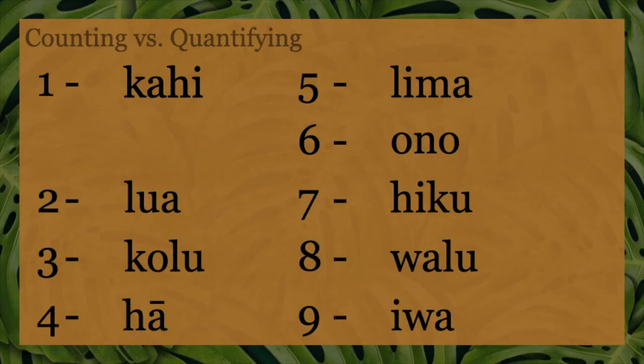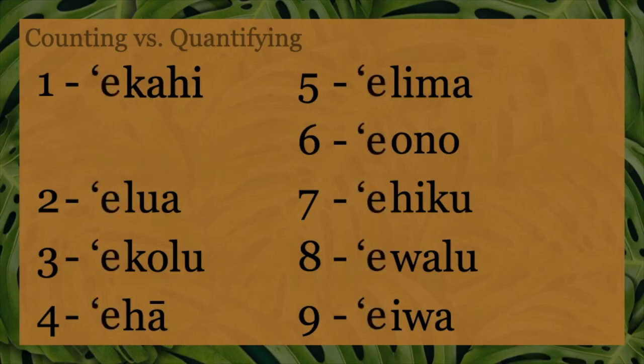First is counting. When you count out things, you can just use these base forms. Kahi, lua, kolu, ha. But more often these days, you're going to see these numbers appended with a prefix, okina e. E kahi, e lua, e kolu, e ha, e lima, e ono, e hiku, e valu, e iva.